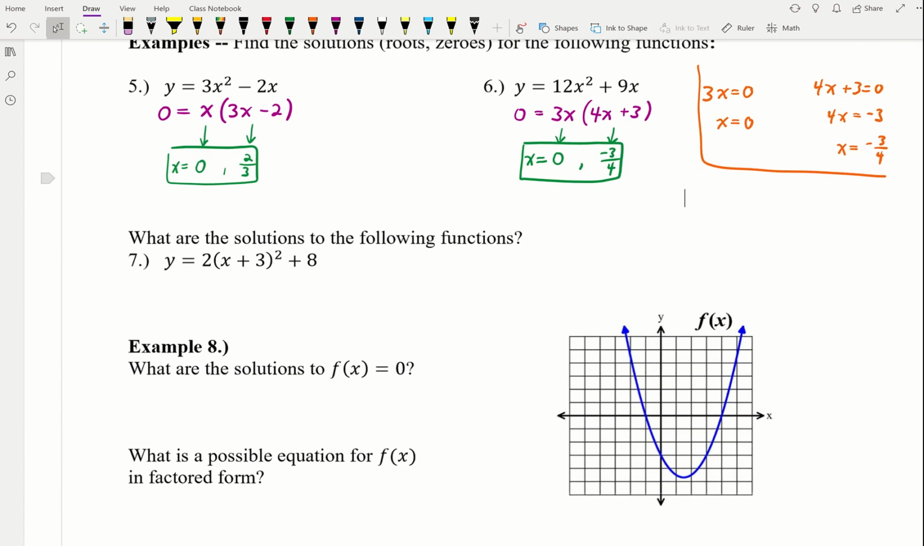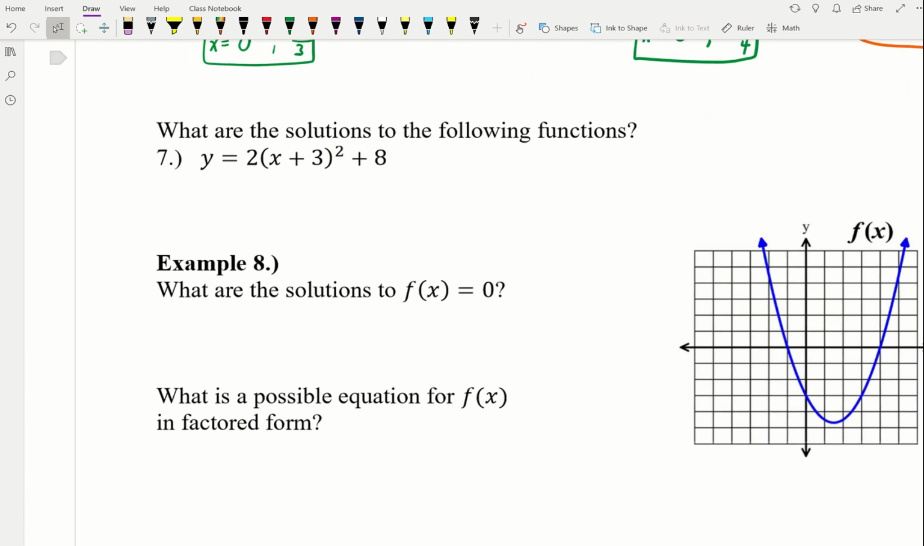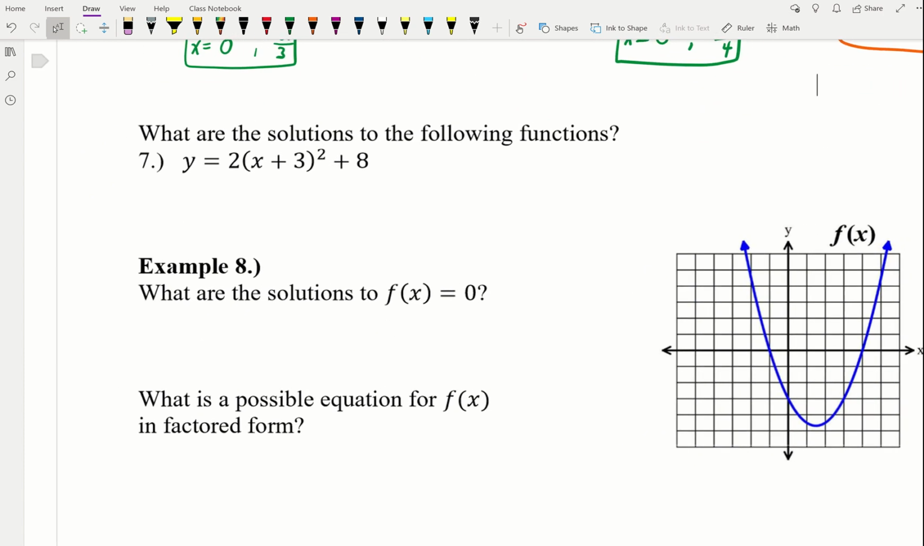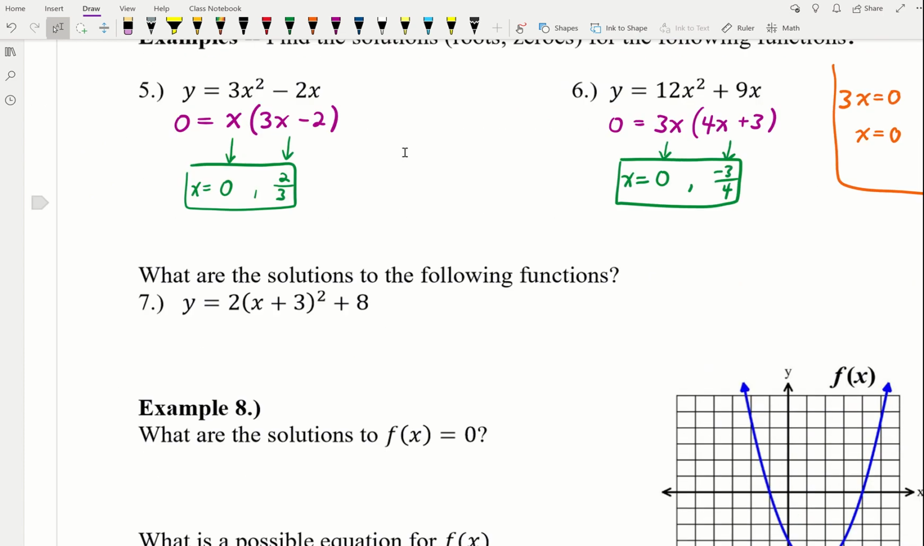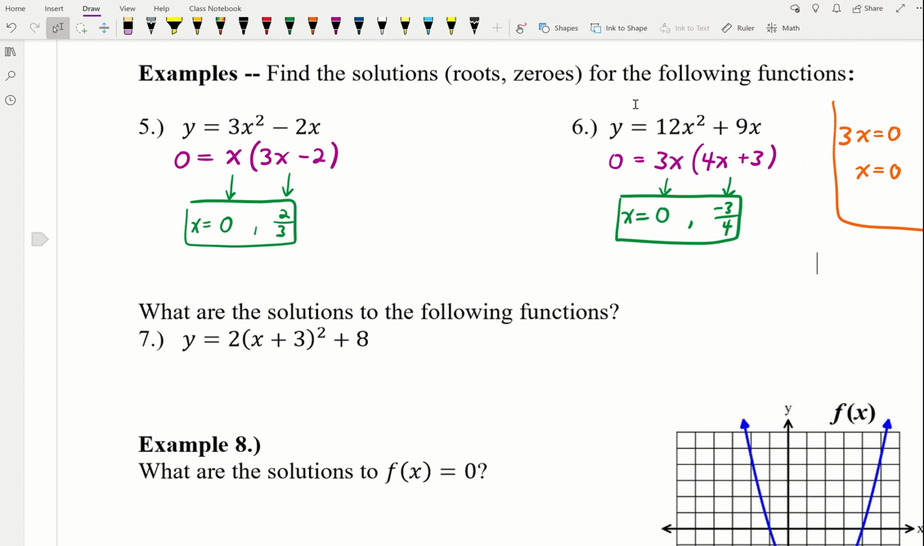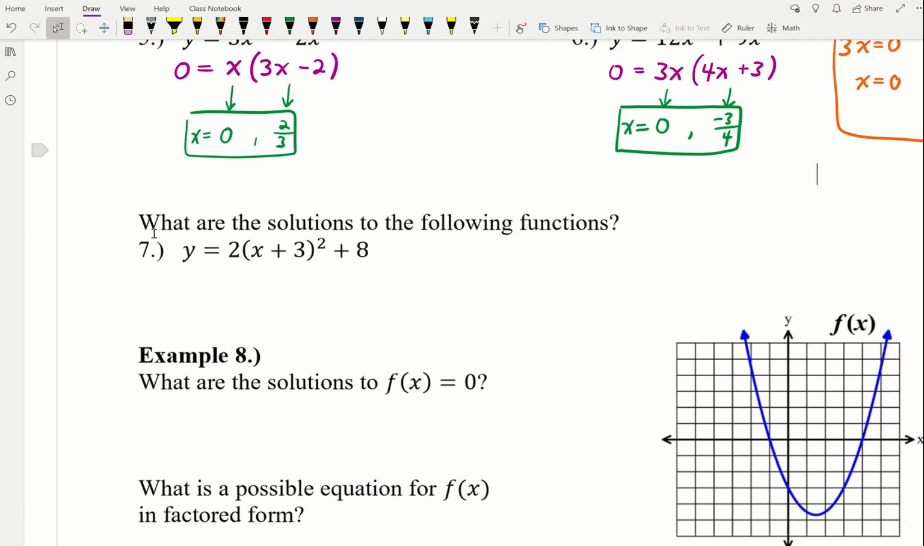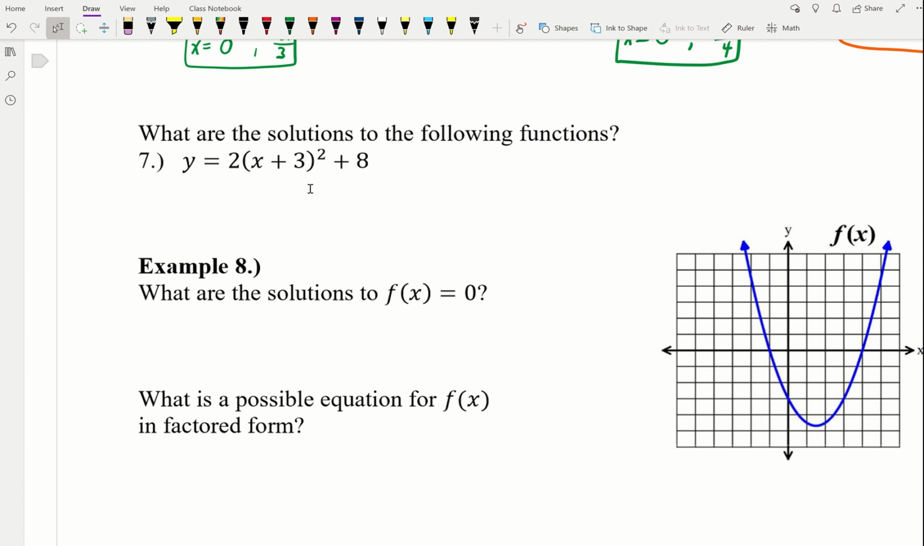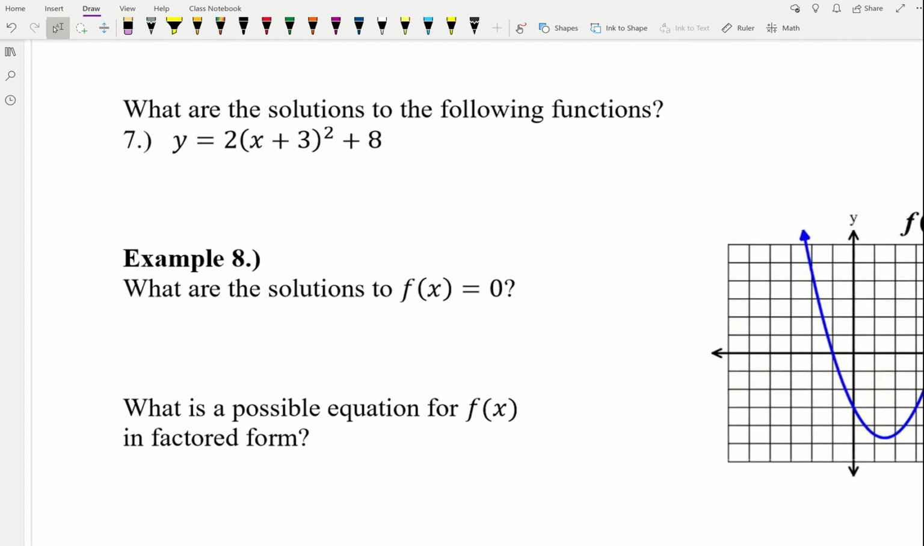All right. Now, example 7, you got to be careful here. It says, what are the solutions to the following functions? Well, 5 and 6 are in standard form. Number 7 is not. All right, number 7 is in HK form. So one of the things you have to learn how to do is look at an equation and decide what is the appropriate method to solve. And in this particular type of problem, if we have a quadratic equation in HK form, we're going to solve by square rooting.